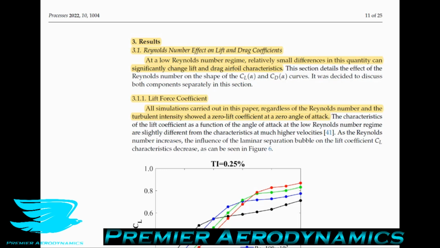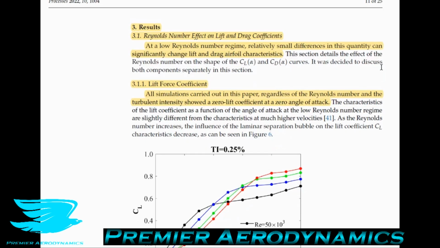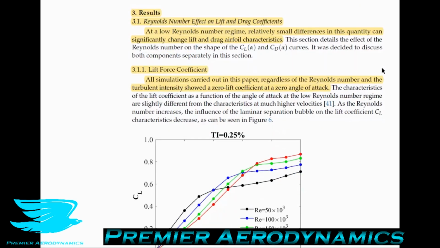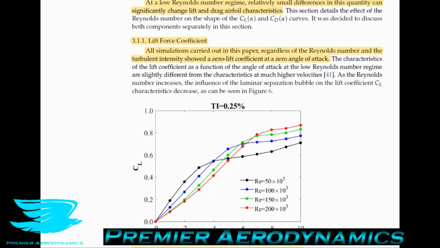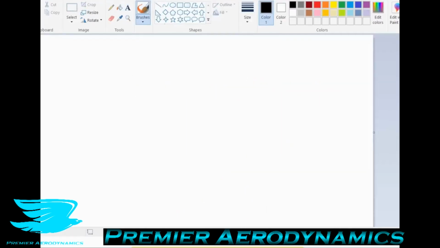So what are the effects of the Reynolds number on the lift and drag characteristics of an airfoil? This is fairly well covered. However, for a NACA 0018, it's not as well covered because it's a fairly uncommon airfoil. Usually people would go for a NACA 0015 or NACA 0020. 0018 is not as common in my experience. So they say at a low Reynolds number regime, relatively small differences in the Reynolds number can significantly change the lift and drag airfoil characteristics. So let's give a quick background as to why that can happen before we get into the results they found.